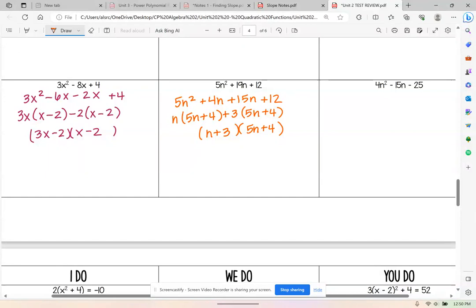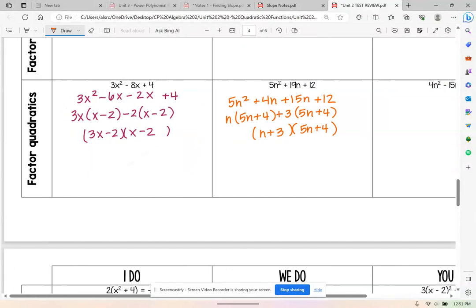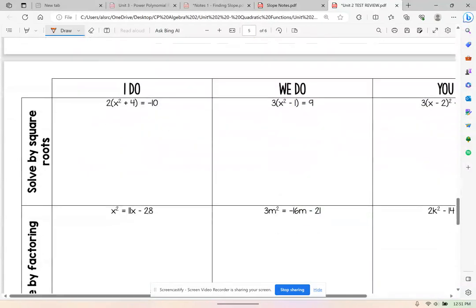Okay? Now, here's the deal. The next piece, I graded 50 quizzes from Friday. I wrote plus or minus on 40 of them. I warned you, you gotta have plus or minus when you put a square root.